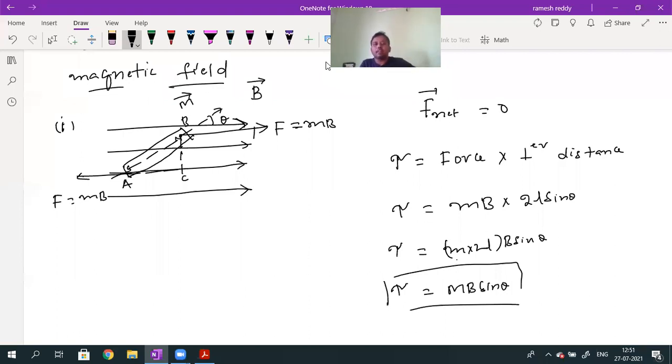Because of the torque, what happened? Because of the torque, this bar magnet will rotate. In what direction will it rotate? It will rotate in the direction of B bar.